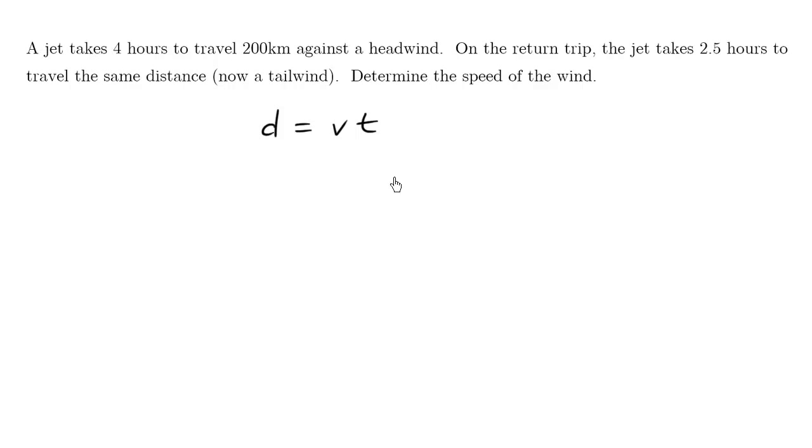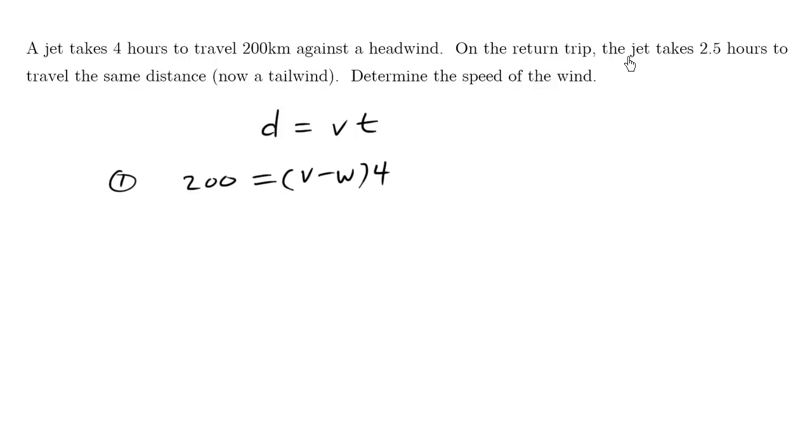A jet takes 4 hours, so t here is 4, to travel 200 kilometers, so the distance here is 200, against the headwind. So the key idea is understanding that a headwind is in your face, it slows you down. So it's going to be v minus wind, whereas a tailwind would push you along faster. So this is our first equation.